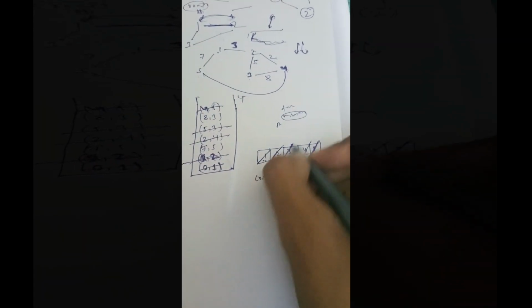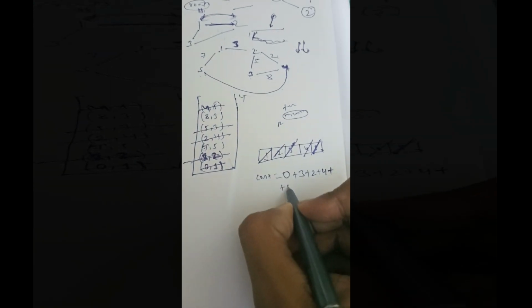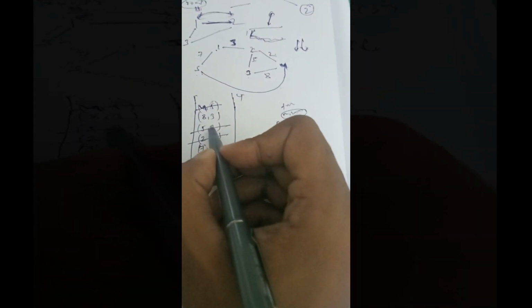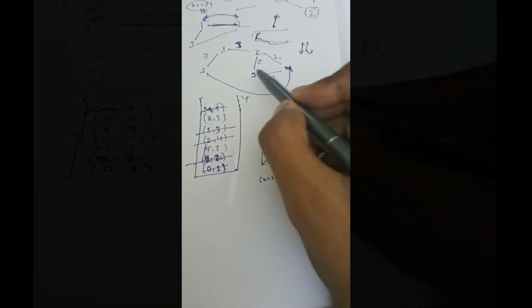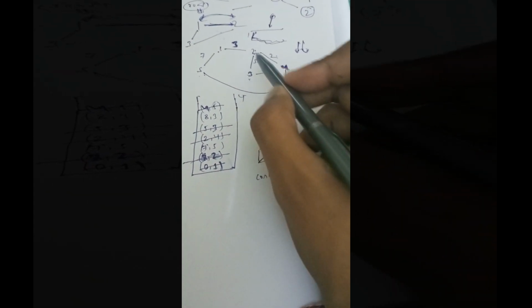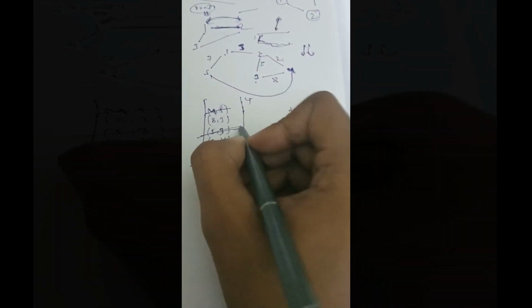Now which is the minimal? Among 8, 5, 7, of course 5 is the minimal, and 3 is the node. Mark 3 as visited, and I will add 5 here. 3 will go to 4, and 4 says I am already visited. 3 will go to 2, and 2 says I am already visited. Then it won't go, it will just pop out.